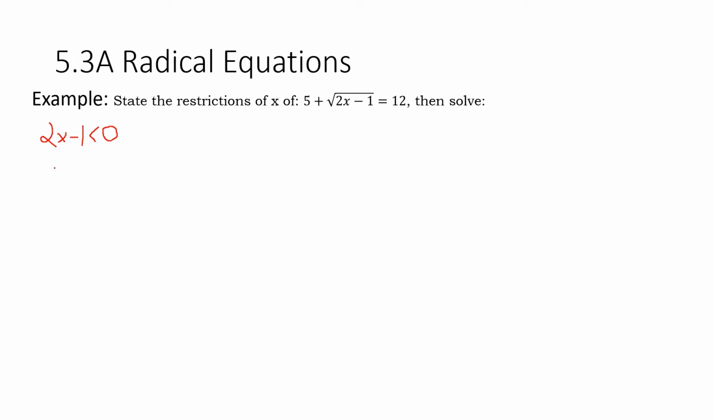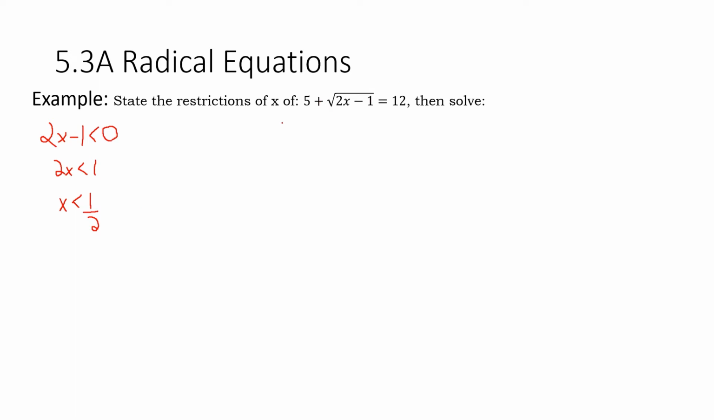just doing regular algebra. So you're going to add 1 to both sides. 2x can't be less than 1. And divide both sides by 2. And we find that x cannot be less than 1/2. So if x was 0, for example, 2 times 0 is 0, minus 1 is -1, and then we'd have a negative root, and that's no good. So we've stated the restrictions. Our x value cannot be anything less than that.